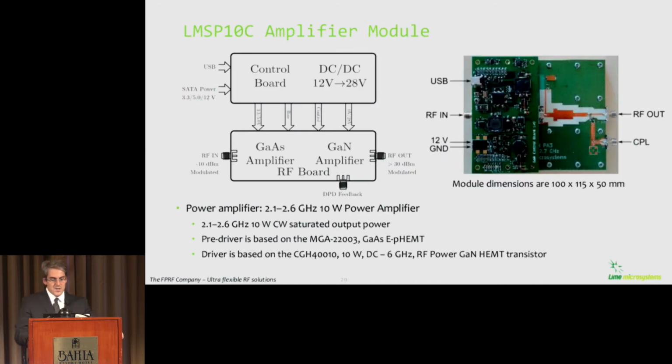The amplifier itself consists of two printed circuit boards. One is the control board, including the DC-DC converters, and the other board has amplifier stages. There are two amplifier stages. Both stages produce the 30 dBm modulated power, and layout of the board is given on the right side of the slide. Beside RF in and RF out connections, there is also one coupler output, which is used for predistortion to obtain the PA output signal.